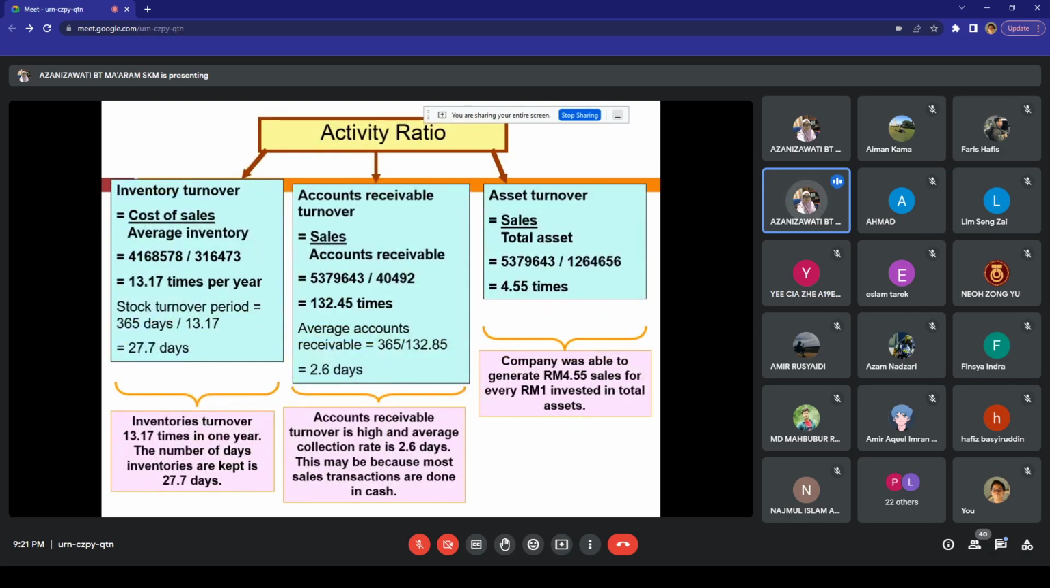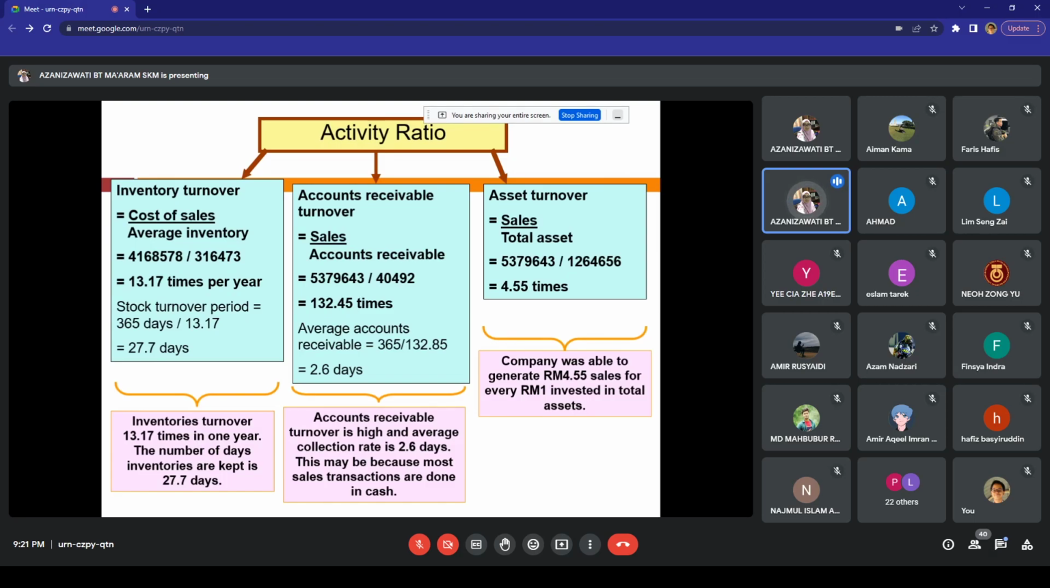Okay, so similar with this. For inventory turnover, inventories turnover 13.17 times in 1 year. So the number of days inventories are kept is 27 days. And account receivables, that is the formula. Earlier in front of your slide, they didn't put the account receivable turnover. So after you get 2.6 days, accounts receivable turnover is high and average collection period is 2.6 days.